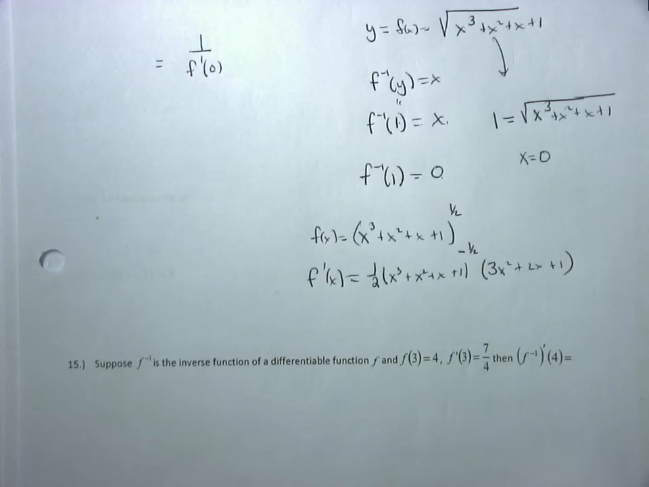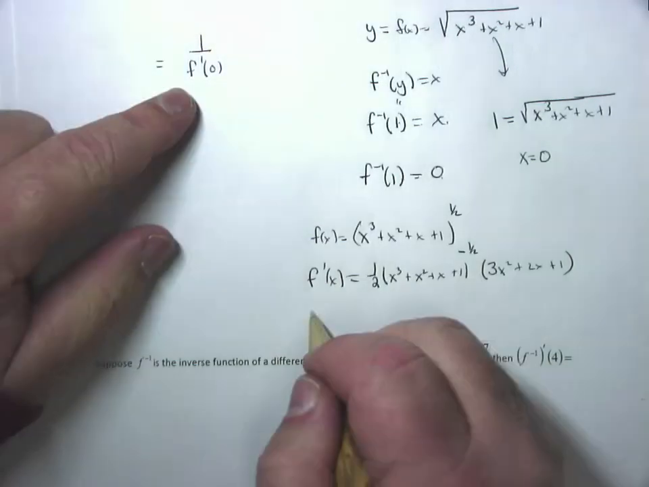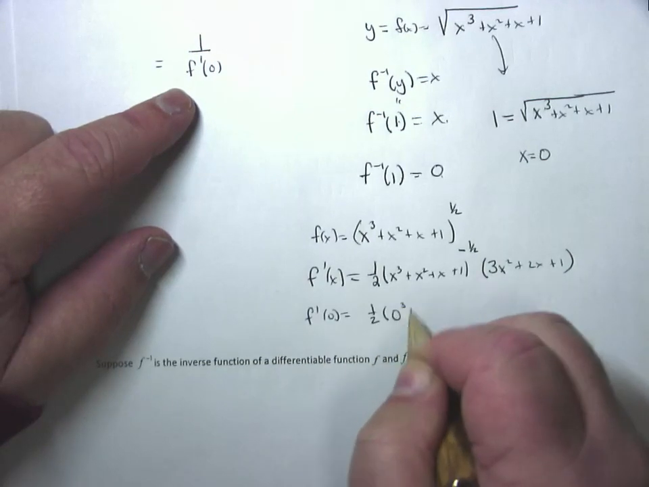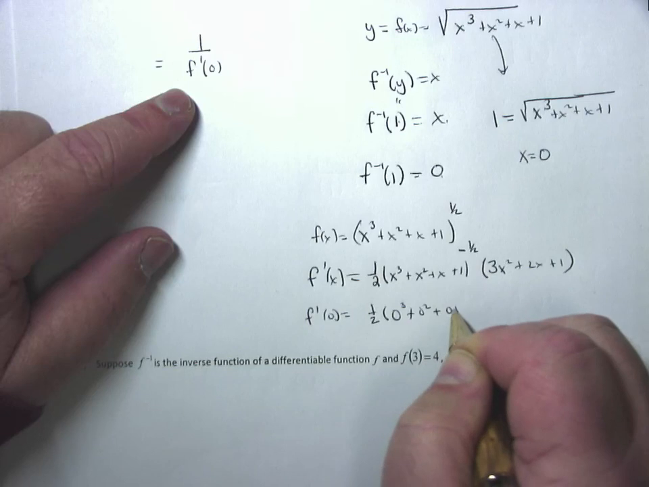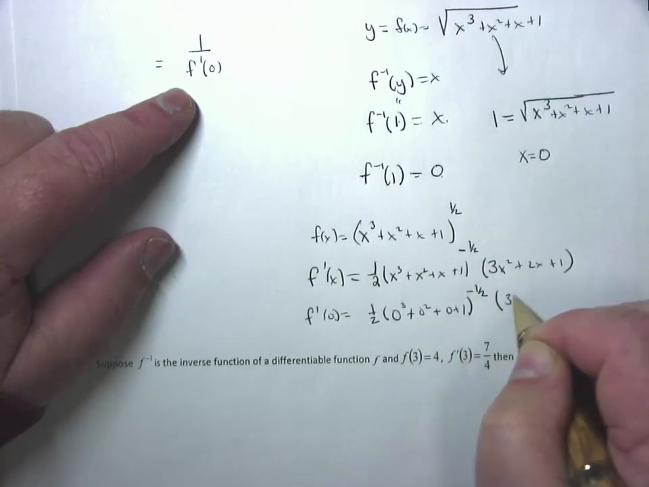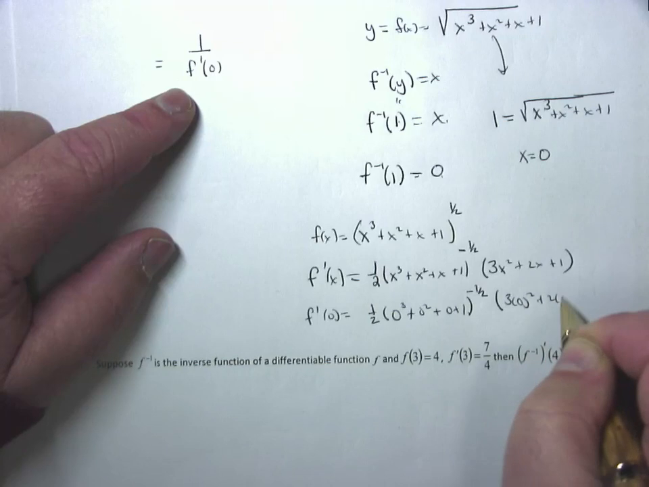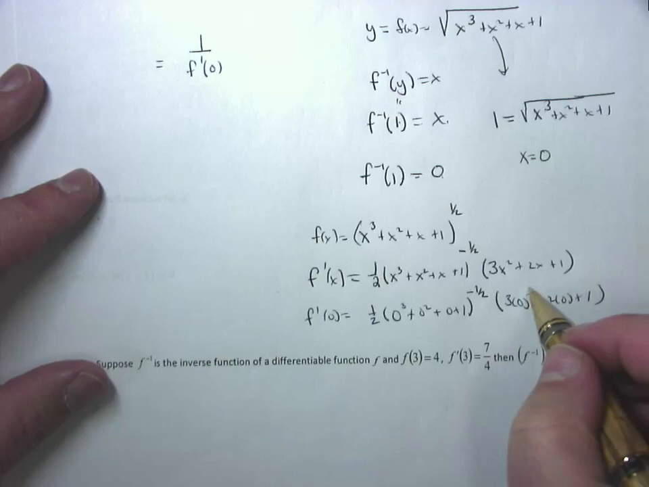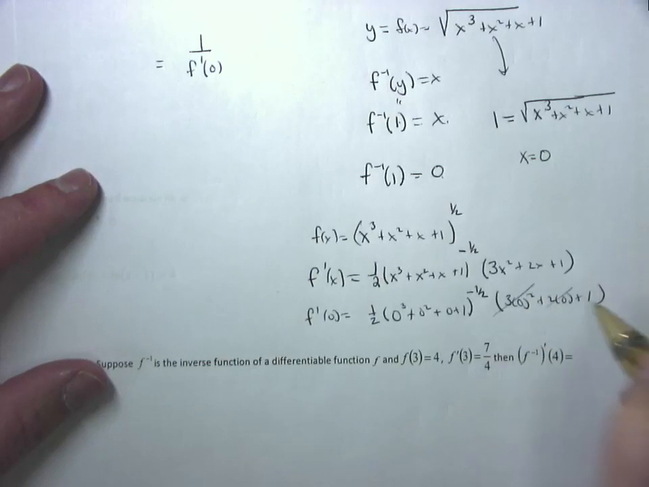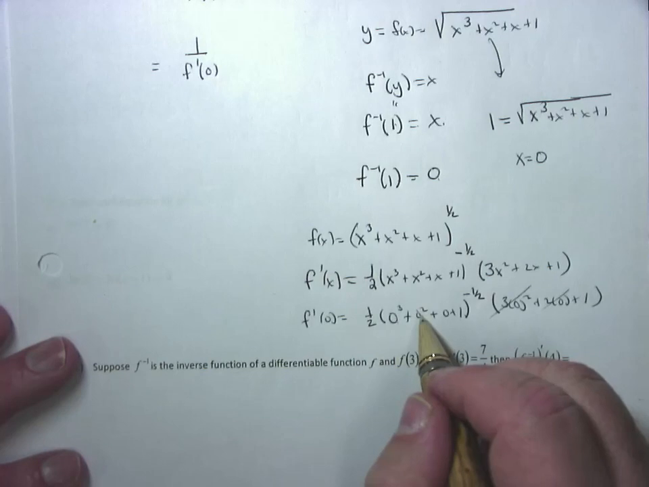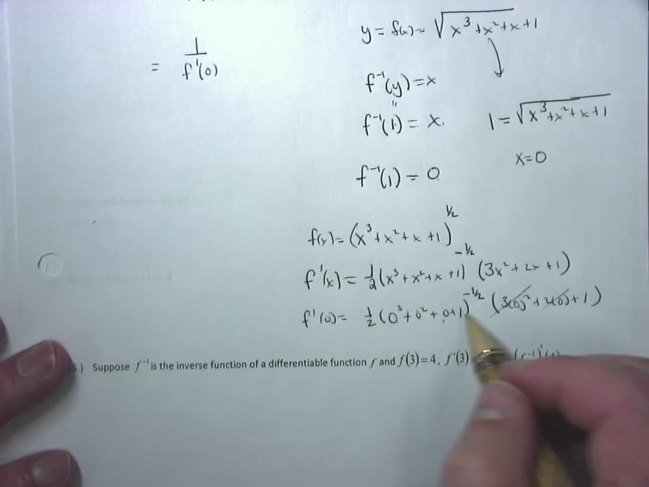Now you can clean this up, but remember what we're trying to find is f prime of 0. This will be 1/2 times 0 cubed plus 0 squared plus 0 plus 1 raised to the negative 1/2 times 3 times 0 squared plus 2 times 0 plus 1. 0 squared is 0 times 3 is 0. 2 times 0 is 0, so this is 1. 0 cubed plus 0 squared plus 0 is 0, plus 1 makes it 1.